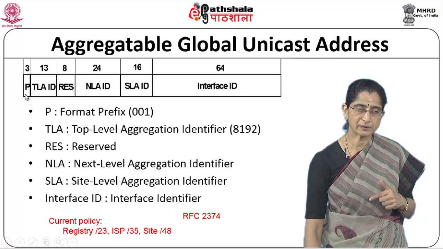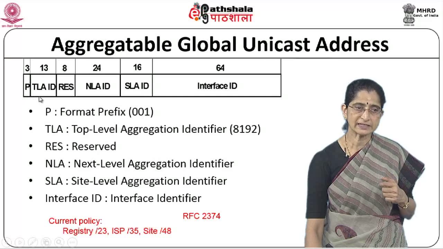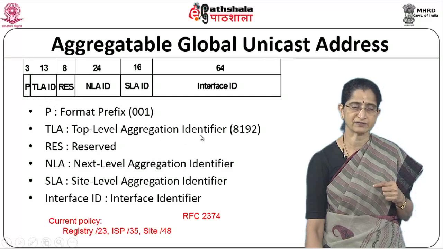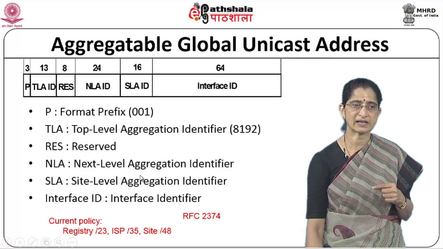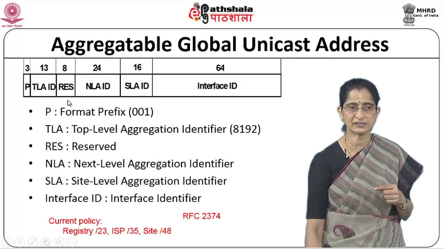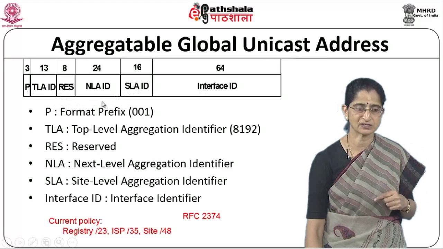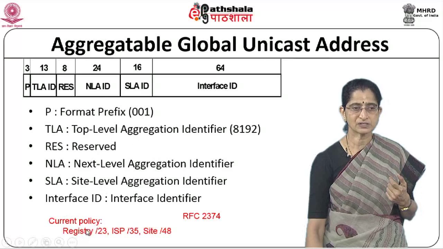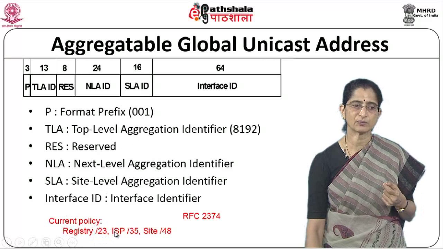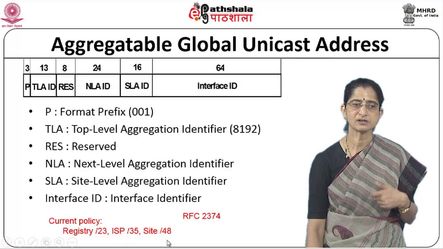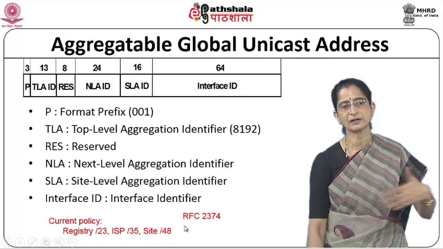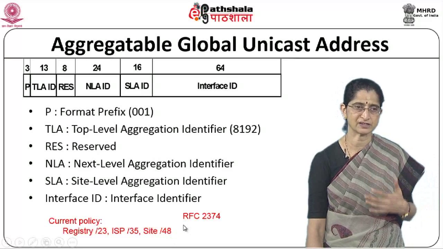So you have this 3-bit prefix, and then we have the TLA ID, the top level aggregation identifier, which can be 13 bits. Then there is a reserved field, and then there is an NLA, the next level aggregation identifier, and then you have a site level aggregation identifier, and then the interface ID. So you can see that there are different levels at which you can do the aggregation. For instance, the current policy is that for the registry you have 23 bits to identify it, an ISP can be identified using 35 bits, a site can be identified using 48 bits, /48, and so on. So there are different ways in which you can do the aggregation.